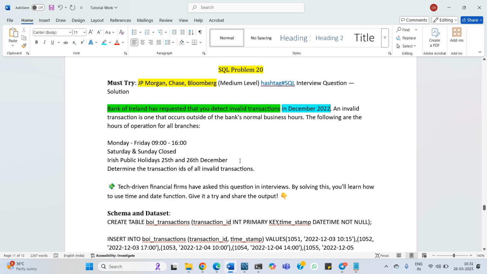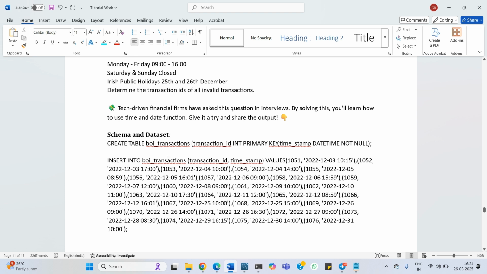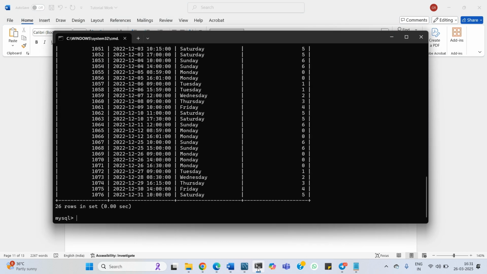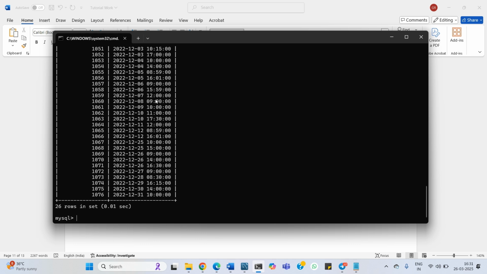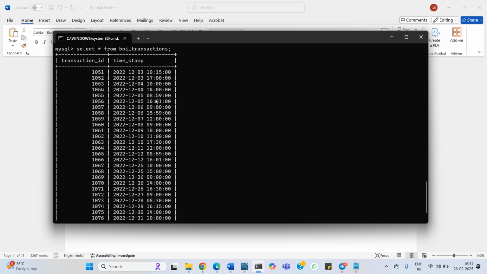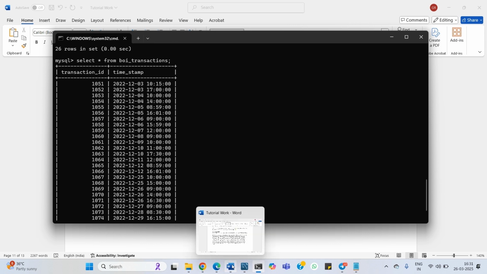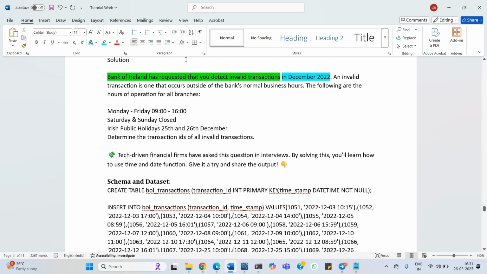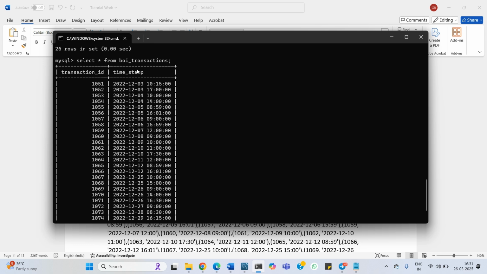First we can look at the schema in the dataset. In the schema they have provided a table named BOI transactions. I can show you how it looks. You can now see this is the table. BOI transactions means Bank of Ireland transactions, so it's a question about Bank of Ireland.